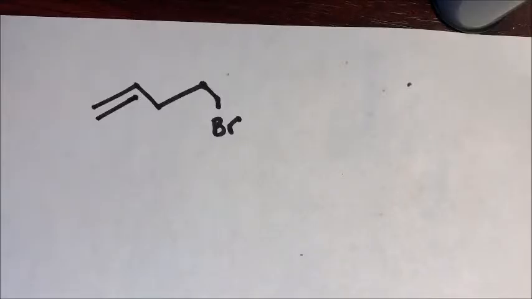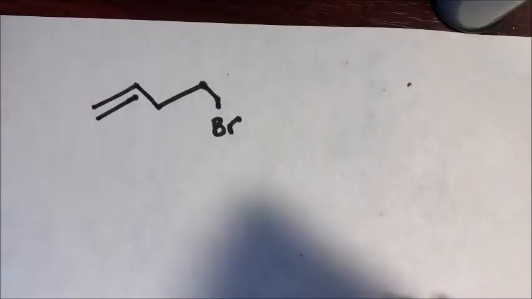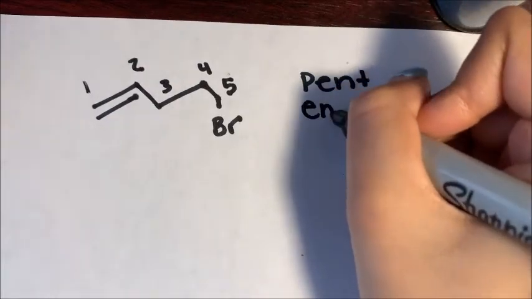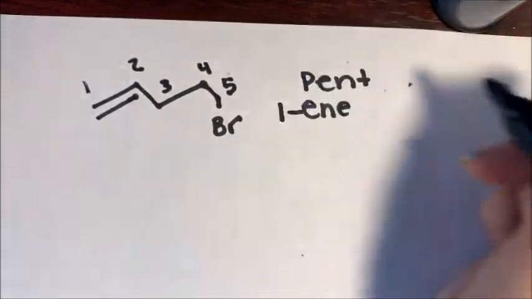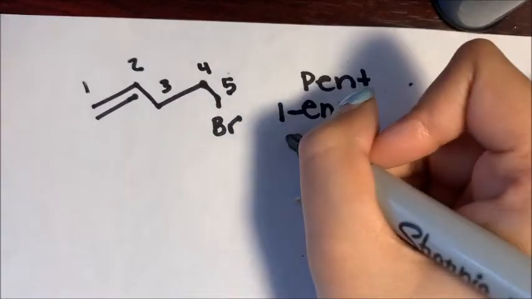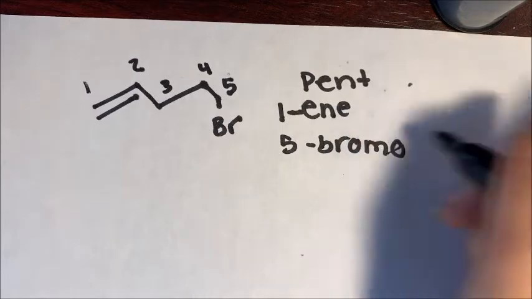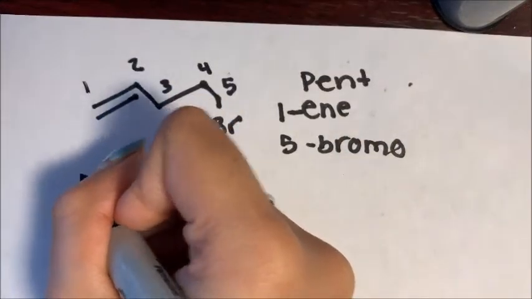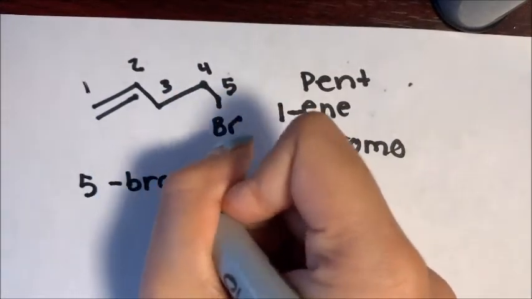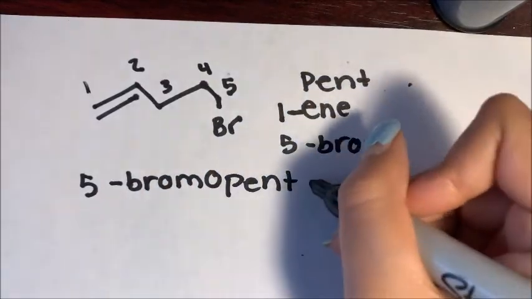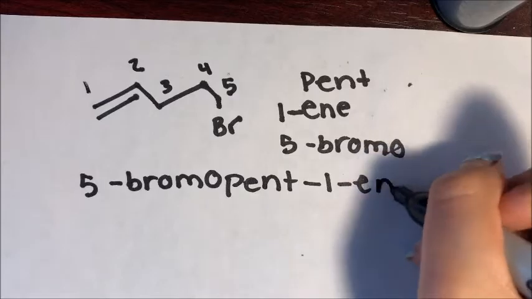Now let's do one final example. So our longest parent chain is 5 carbons, giving us the first name of pent. We have a double bond, giving us a last name of ene, and since the double bond is on carbon 1, we're going to have 1-ene. And when numbering, the double bond has the priority, so it gets the lowest number. And we have a bromine on carbon 5, giving us 5-bromo, for a final name of 5-bromopent-1-ene.